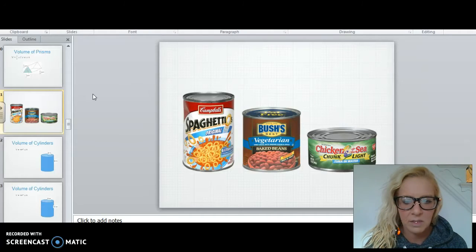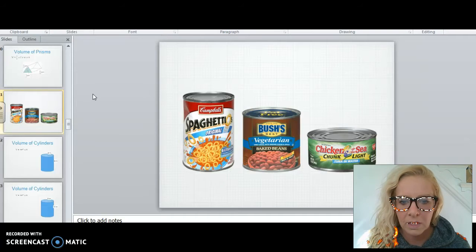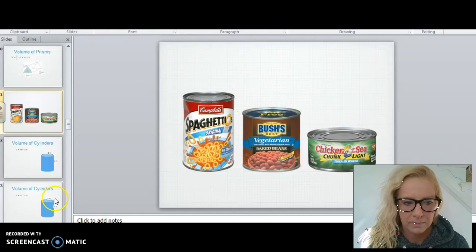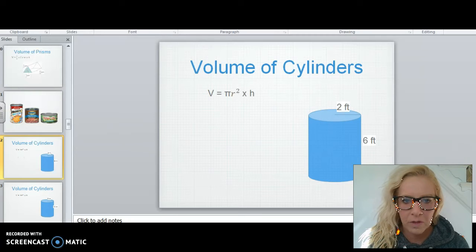We see cylinders very often in food stores in cans, like soup cans, bean cans, and tuna cans. A lot of companies that make canned food use the volume of a cylinder to make predictions with their product. So let's look at the volume of a cylinder.